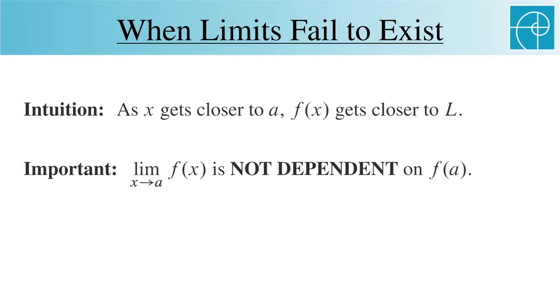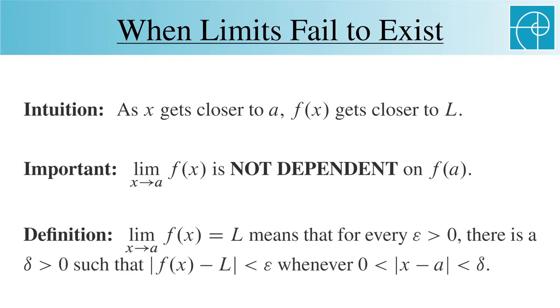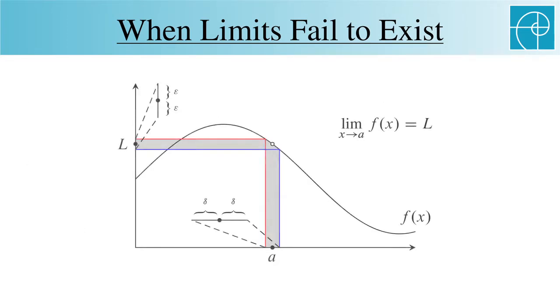Let's remind ourselves of the definition. Saying that a function f of x has a limit L at x equals a means that for every epsilon greater than 0, there's a delta greater than 0 such that the absolute value of f of x minus L is strictly less than epsilon, whenever the absolute value of x minus a is strictly between 0 and delta. We saw what this means graphically using this picture.